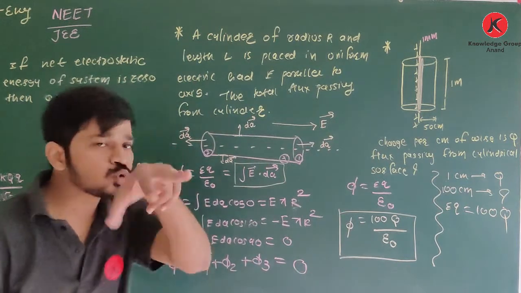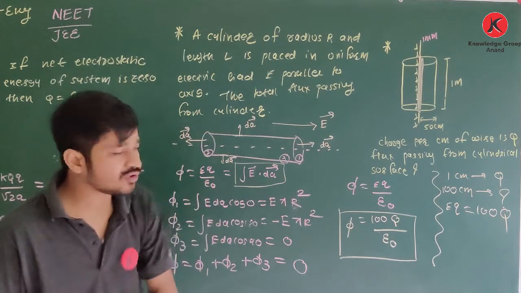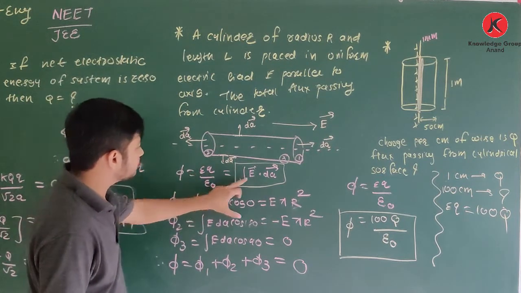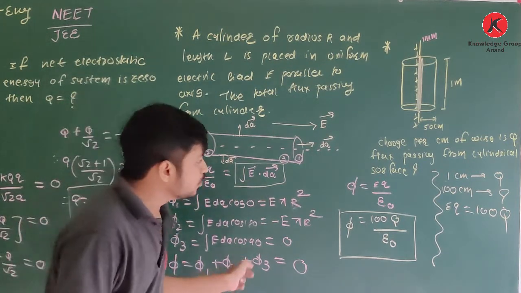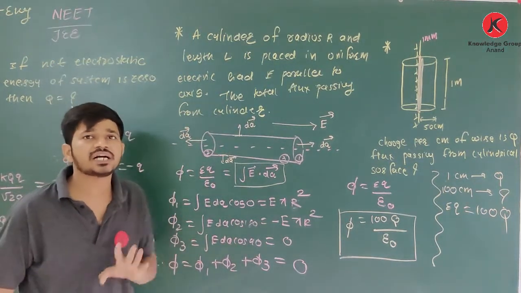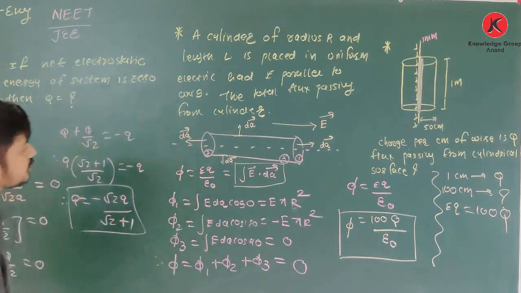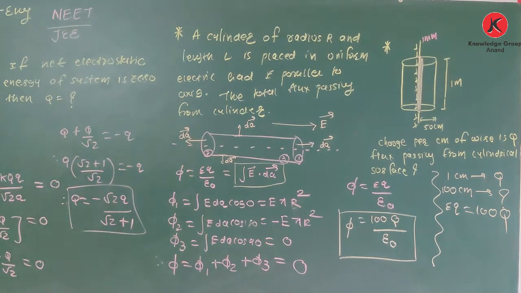So see, we have two different equations of flux: sigma q upon epsilon 0, and integration E dot dA. Which equation you have to use depends on the given data. Clear about this? Now we will see some next questions.